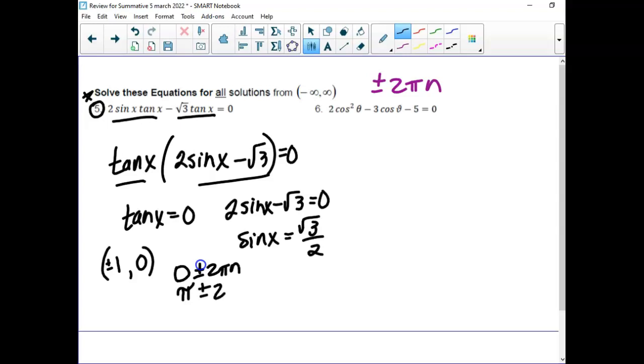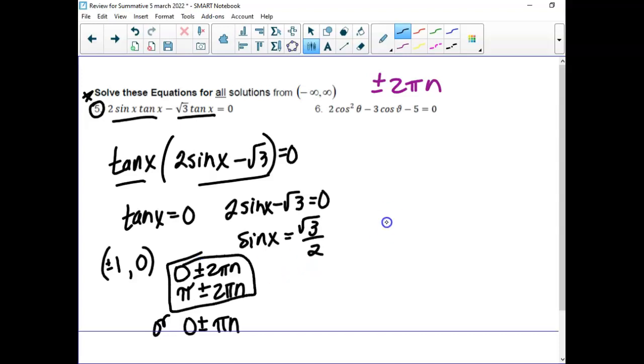Now, that one especially, because the period for tangent is really just pi. You could have just said 0 plus or minus pi n. That's a little shorter way to write it because it's 0, then you go pi more and you find 1, pi more and you find 1. Okay, that's just a shorter way. If you wrote the longer way, I'm not going to count it wrong.